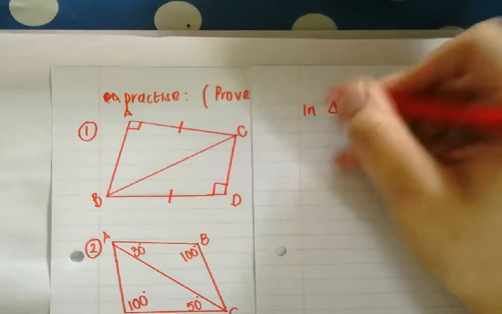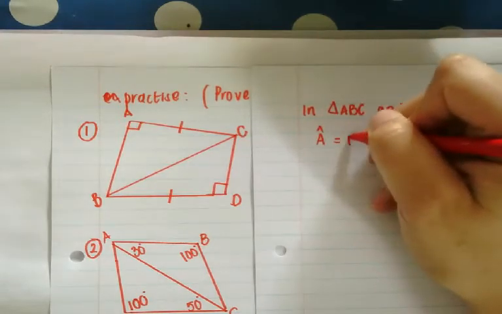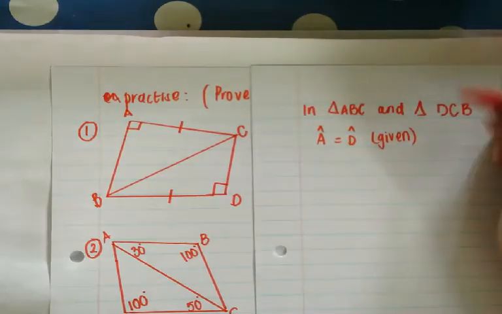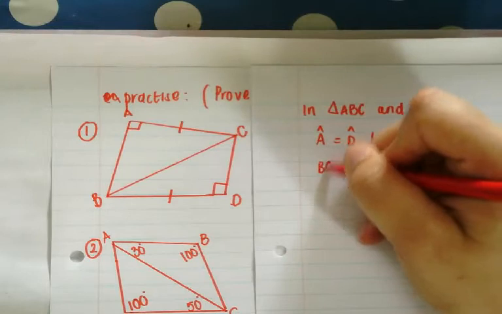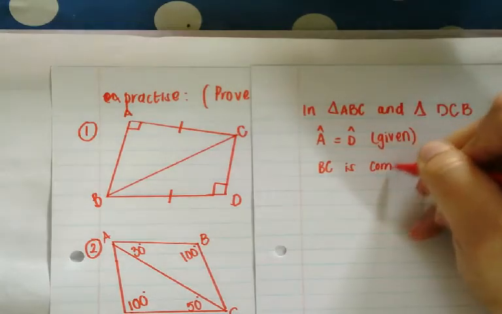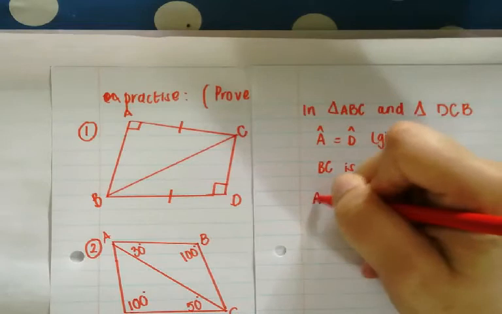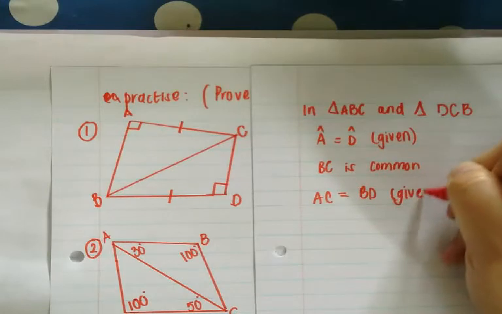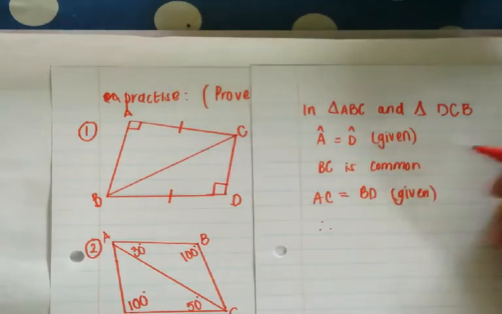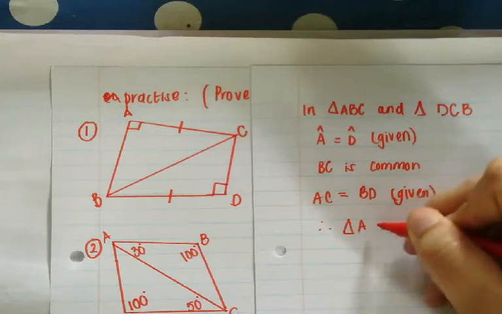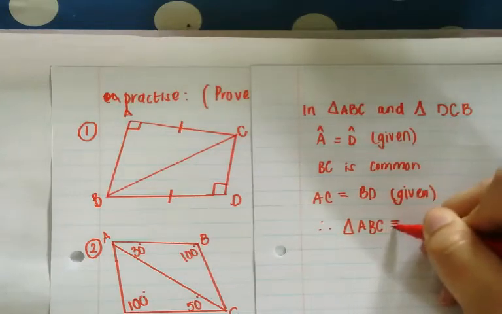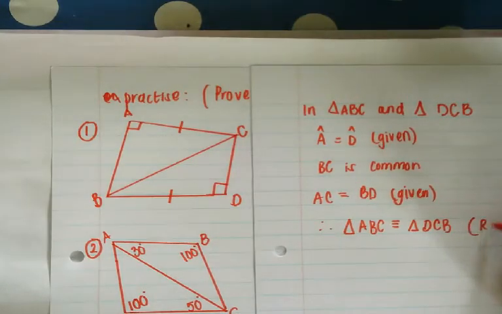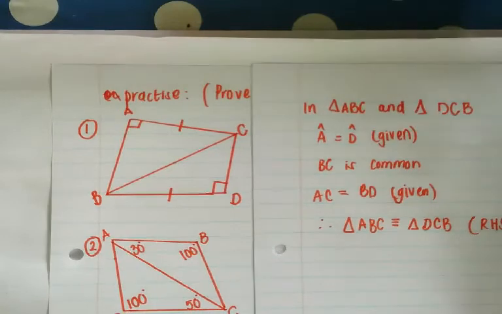What can we see? We have angle A equals angle D, and it's given. No confusion, so one letter is fine. I can see that BC is common, and it is the hypotenuse. And I can see that AC is equal to BD, also given to me. Therefore, triangle ABC is congruent to triangle DCB, and yes, RHS can be used.